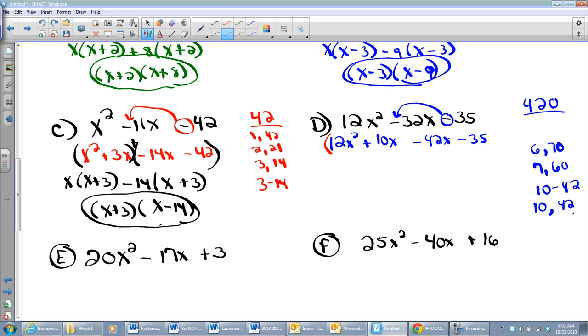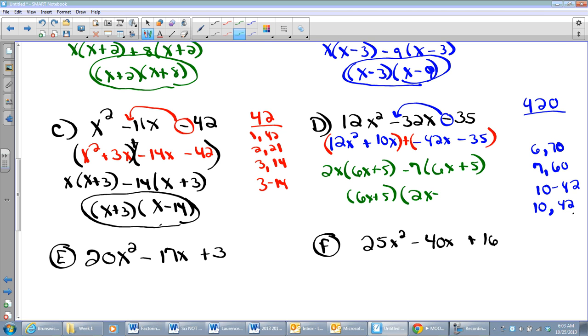Time to group. Put my plus in between. And now I'm going to GCF. Looks like here I'm going to pull out a 2x and I'll be left with 6x plus a 5. And here I'm going to pull out a negative 7, I believe, and I'll be left with a 6x plus a 5. And look at that. A 6x quantity of 6x plus 5 times the quantity of 2x minus 7.